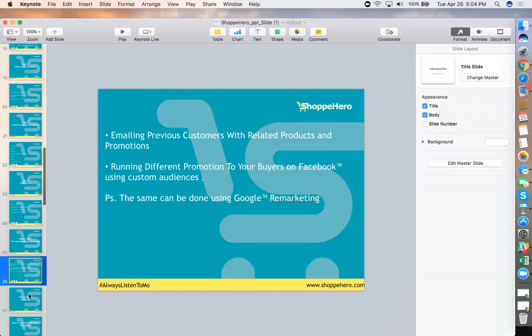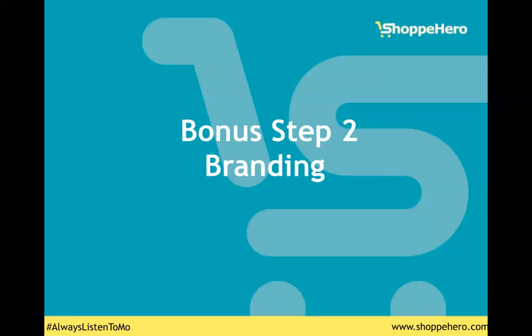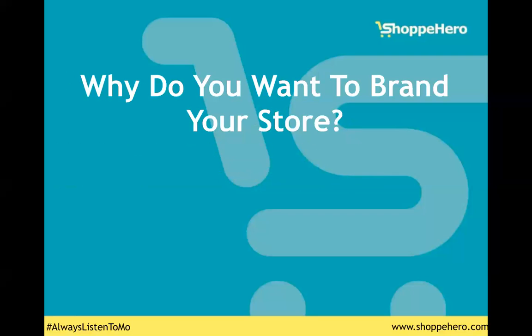All right, so the next way, let's move on. Wheelio is called Wheelio, if I'm not mistaken, like wheel with IO. Okay, so let's move to the next bonus step, branding. So who can answer this question? Why do you want to brand your store? Who can answer this question?